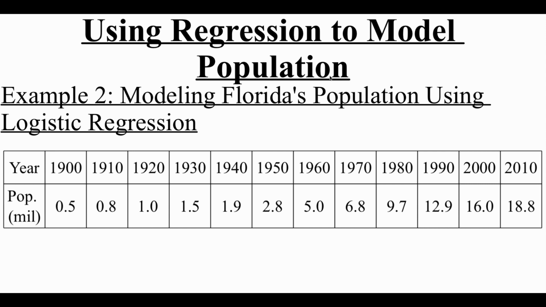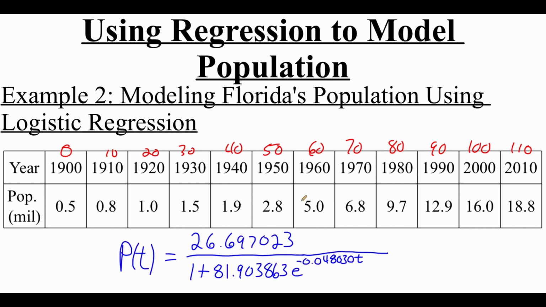So in this example, we're going to look specifically at Florida, and we're going to model its population using logistic regression. Now, similar to the last problem with our years, for our X values or our T values, we're going to let those years represent the number of years after 1900. So 1900 is going to be 0, and then 10, and then 20, and so on down the line again. And to do this logistic regression, I'm going to use my calculator. So if we plug in those values, then we end up with this population model down here on the bottom.